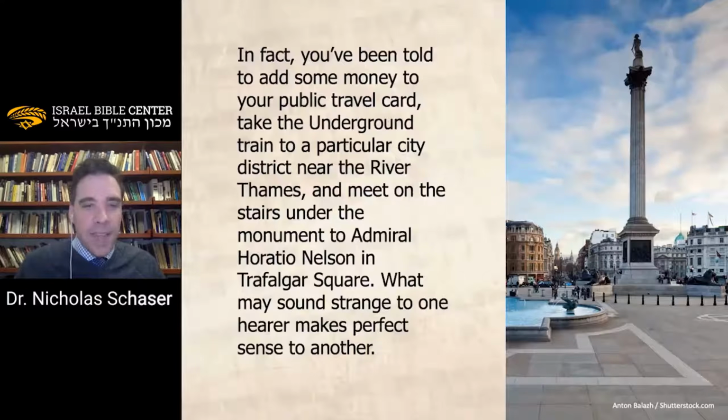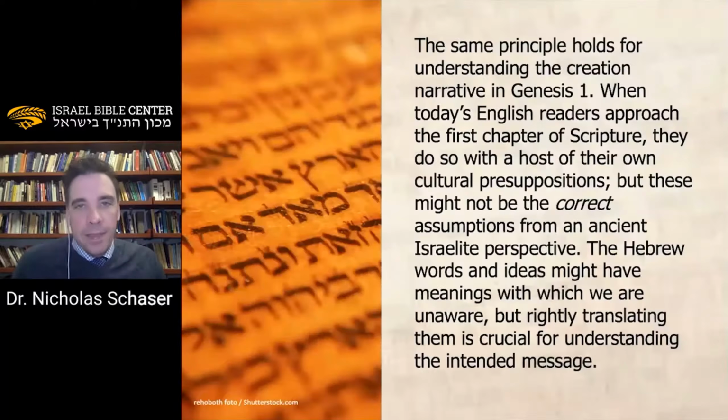So what may sound strange to one hearer makes perfect sense to another. But the only way for that to make perfect sense is to know the linguistic and cultural cues behind what we're being told. The same is true for the ancient Israelite Bible. So again, the same principle holds here. When we're approaching the narrative of Genesis chapter 1, we need to approach it and translate it culturally.